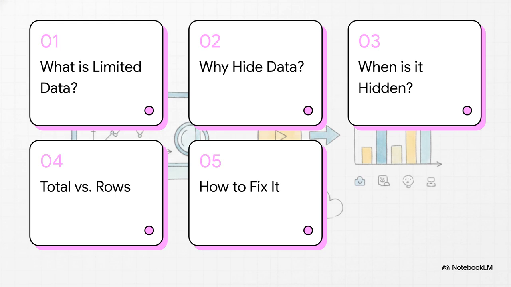All right, so here's our roadmap for today's explainer. First, we'll cover what limited data actually is. Second, why YouTube hides it. Third, when exactly it gets hidden. Fourth, we'll look at total versus rows. And finally, number 5, how to actually fix it.